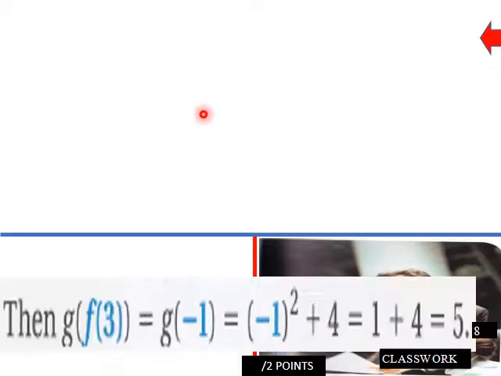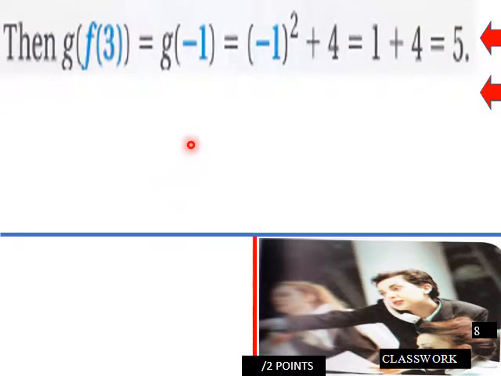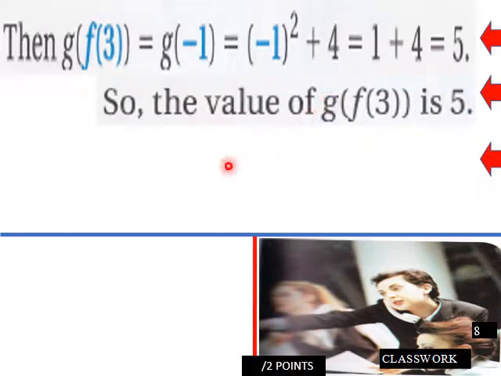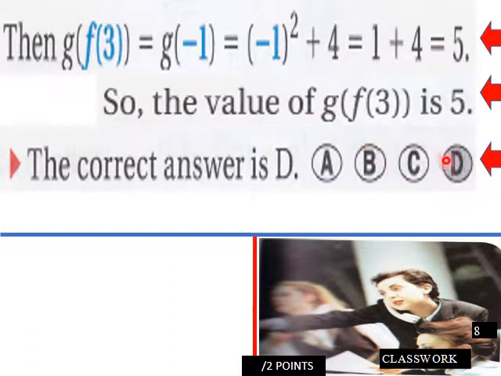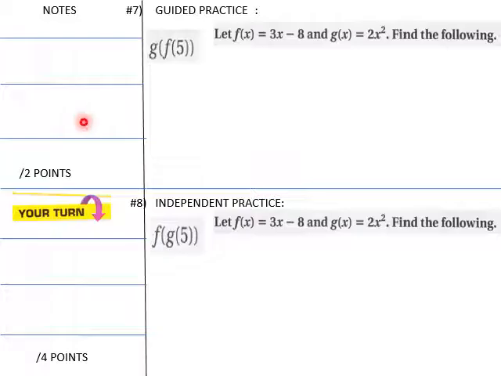Now we can stick that into g. So g of f of 3 equals g of negative 1. We stick that in g and then we get 5. So that's an example of a composition of functions. The value of g of f of 3 is 5. The correct answer in that case would be D. And that's also important for your SAT practice as well.